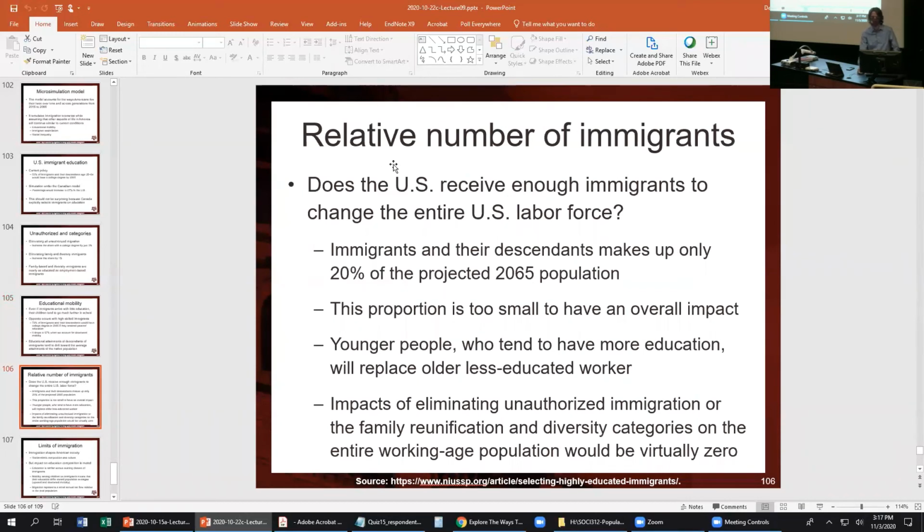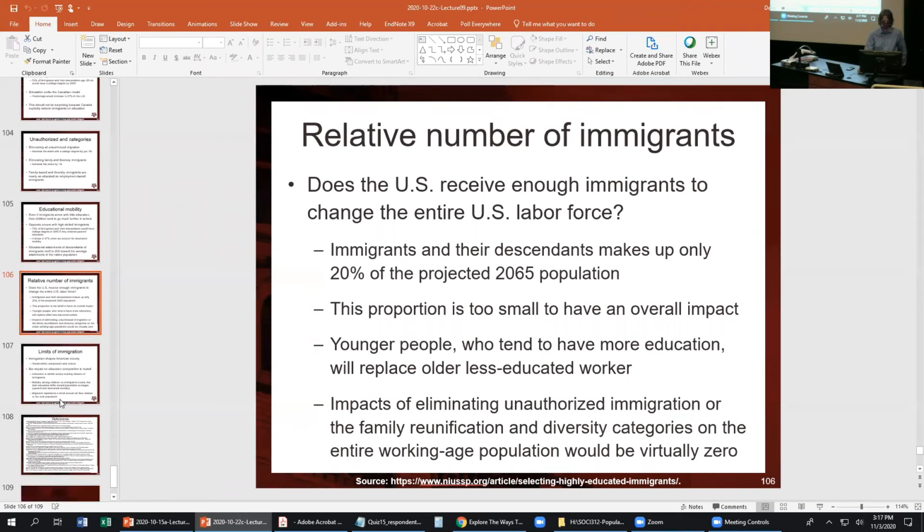But overall, the US receives most of the immigrants in the world right now, really large numbers, but immigrants and their descendants usually make up only 20% of the US population, even projected to 2065. And this proportion is too small. Even if these immigrants have lower levels of education, that's not going to change much the composition of education of the American population. So the impacts of eliminating unauthorized immigration or the family reunification and diversity categories on the entire workforce of the US would be virtually zero.